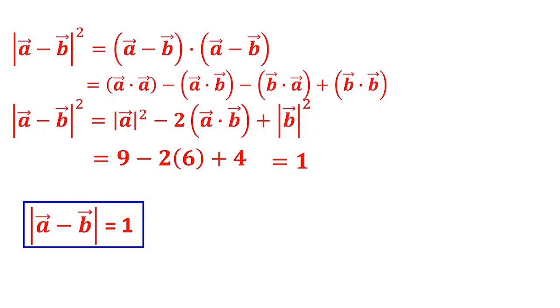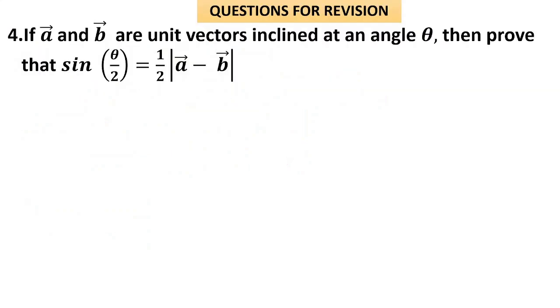Here you can very well see that we have applied the property of dot product, that is magnitude of a vector the whole square is the dot product of the same vector with itself. Okay, well. That is question number 4.